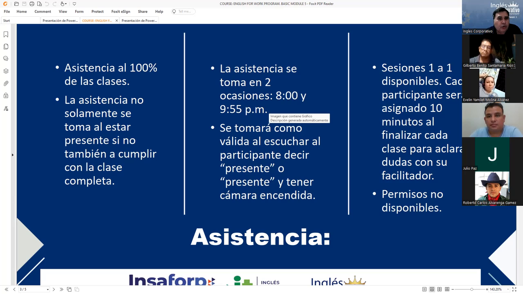También hay sesiones uno a uno disponibles. Cada participante tiene derecho a 10 minutos del tiempo después de la clase. Eso se da en orden alfabético. Ahora en este grupo somos 25, no como oyentes, sino como partes del grupo. Entonces habrán 5 que no tendrán estos 10 minutos porque solo tenemos 20 días. Son 20 personas, 20 días. ¿Okay? 10 minutos cada uno.